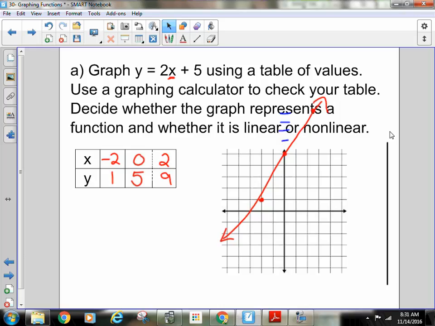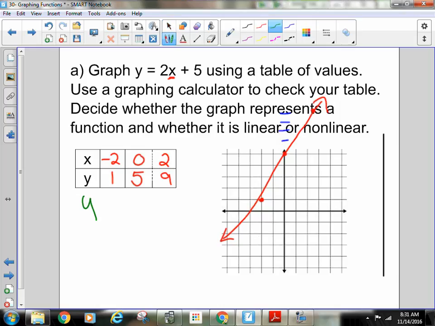Okay, so decide whether the graph represents a function. We use our vertical line test. If I run this vertical line along there, I only touch one place at a time, which is true. So yes, it's a function. And is it linear? Well, it makes one straight line. There's no curves in it. So yes, linear.